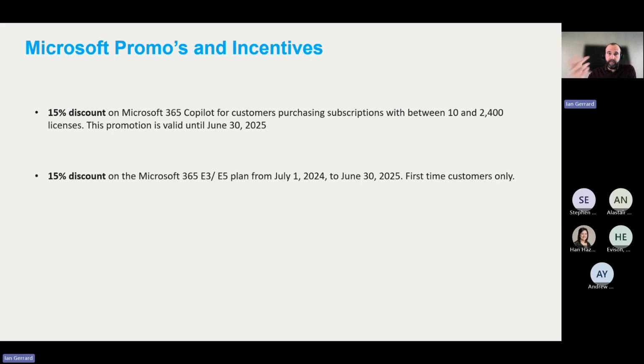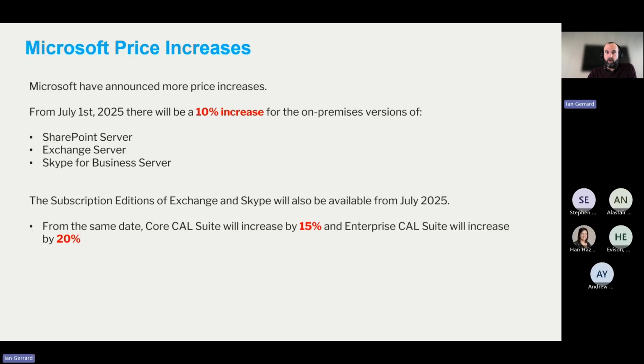So please engage with me. Please engage with your licensing consultant or your Ultima account team. There are price increases coming. There's always going to be, really, with Microsoft, whether they call it a price increase or not.